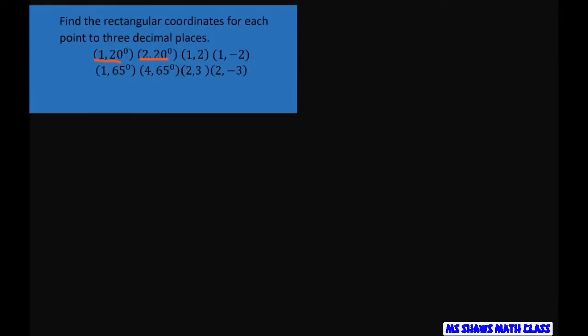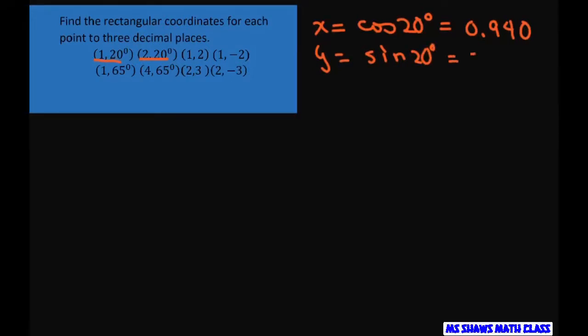So for the first one, we have x equals r, which is 1, so we just have cosine of 20 degrees, and that equals 0.940. And y equals 1 times sine of 20, and that equals 0.342. So your ordered pair is 0.940, comma 0.342.